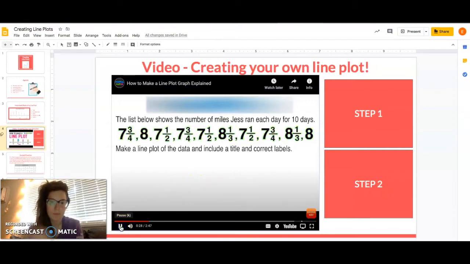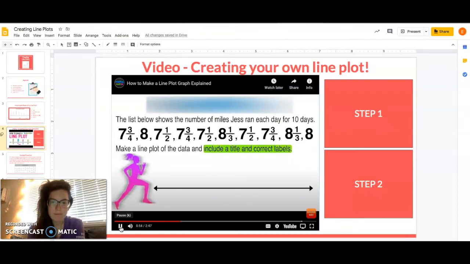Now what we have to do here is make a line plot of the data that includes a title and correct labels. Now a line plot is just a special kind of graph that shows the frequency, okay, or the number of times that something occurs. In this case, how many times she ran a certain number of miles. So the first thing that we need for a line plot is a horizontal line with an arrow point on each end. And remember that our data needs context. So we need a title. We can call this miles Jessica ran, and our unit of measurement is just miles.